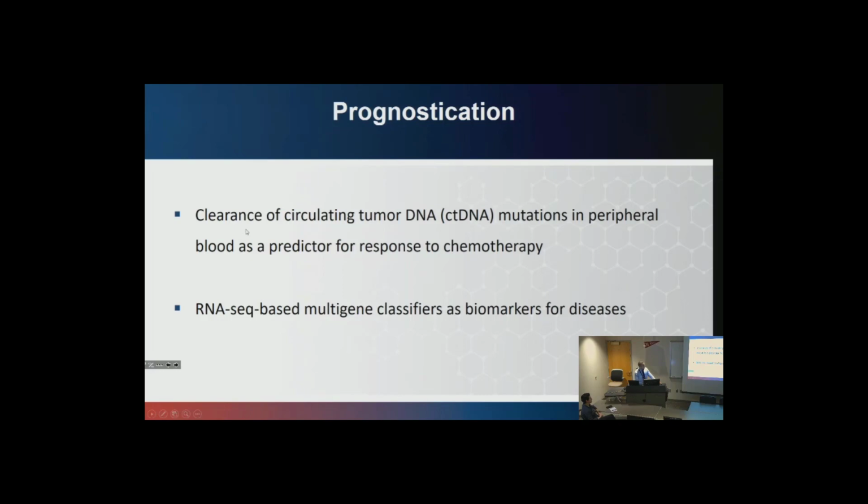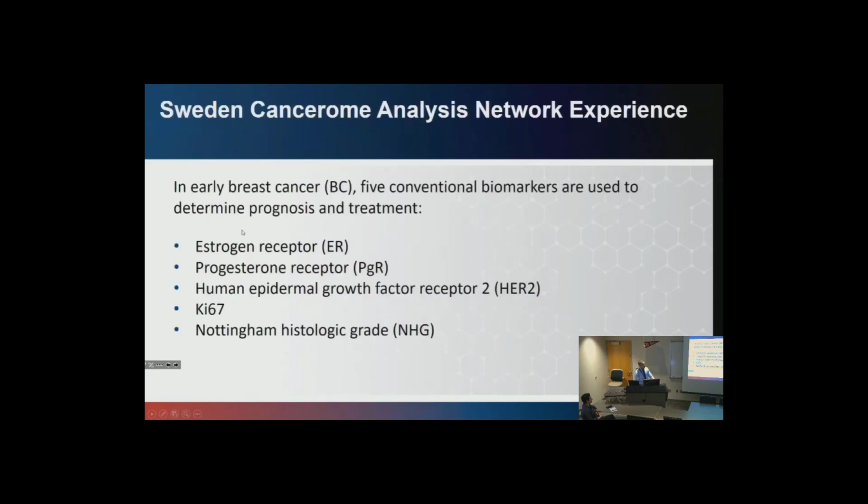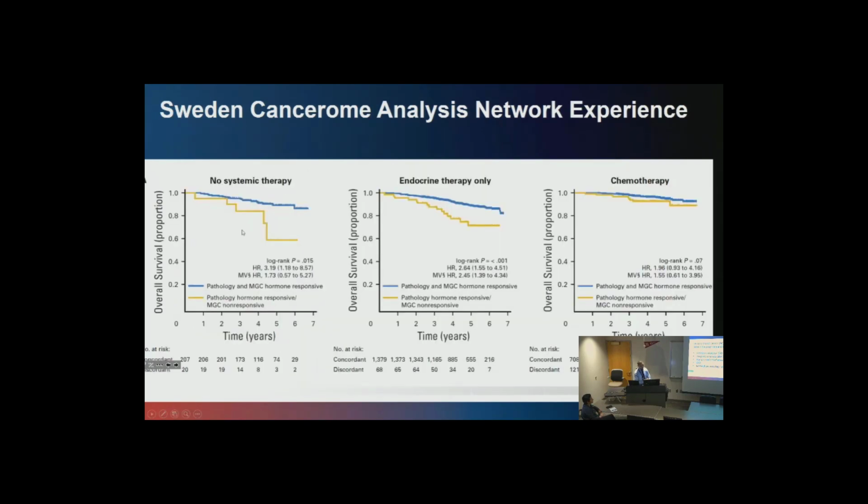This second one is a study done by a group from Sweden. They used the Swedish breast cancer genome data to come up with a multi-gene RNA sequence-based classifier as a biomarker for disease. As we have been using for decades, these five conventional biomarkers are used to determine patients' prognosis and dictate pretty much of the adjuvant treatment: hormone receptor status, estrogen, progesterone, human epidermal growth factor receptor status, HER2, the Ki-67 proliferation index, and Nottingham grade.